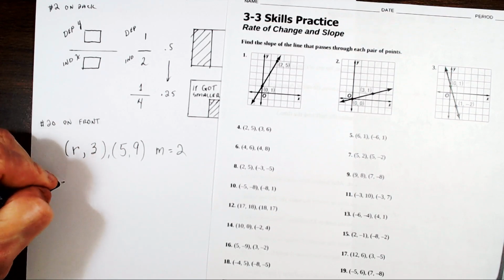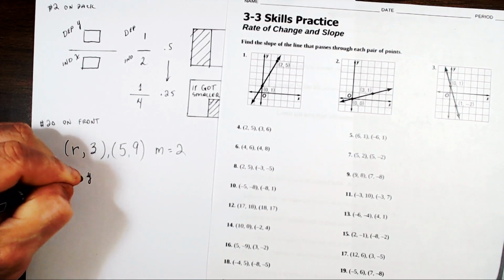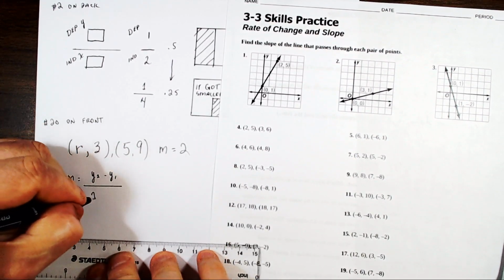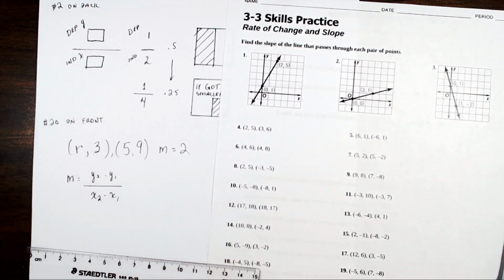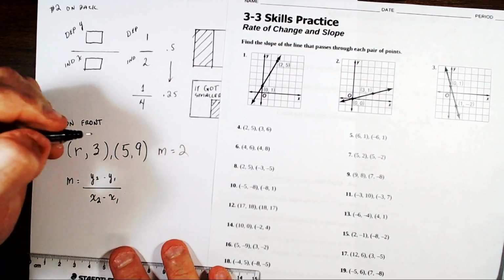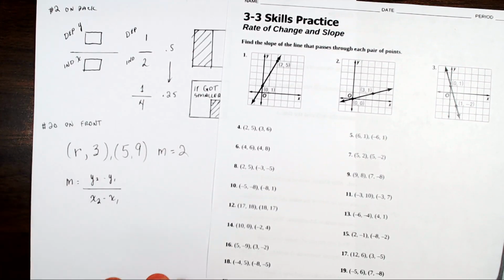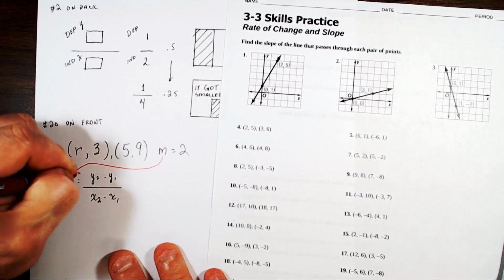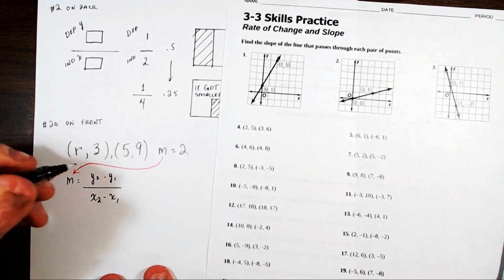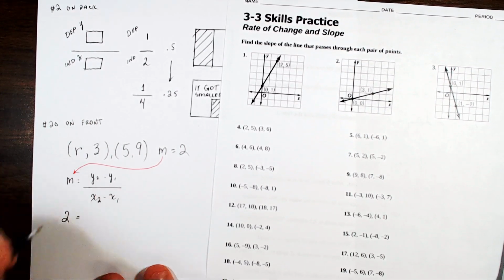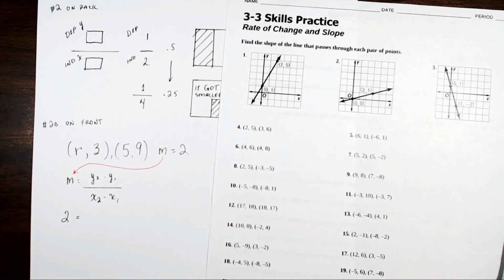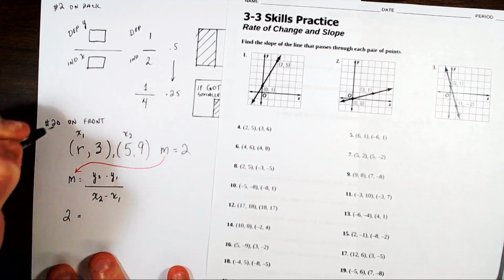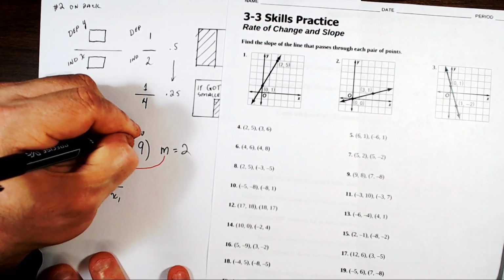Okay? Remember that m equals y2 minus y1 over x2 minus x1. All right? We'll plug in what we know. We are given m. That's unusual. So they gave us m. They said m is 2, right? So now, what's y2? Well, let's label. We got r is going to be x1, 5 is going to be x2, 3 is going to be y1, and 9 will be y2.